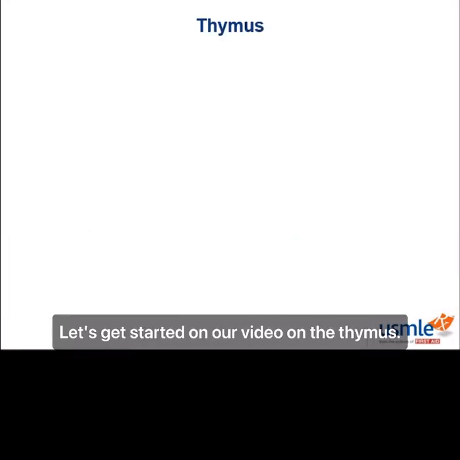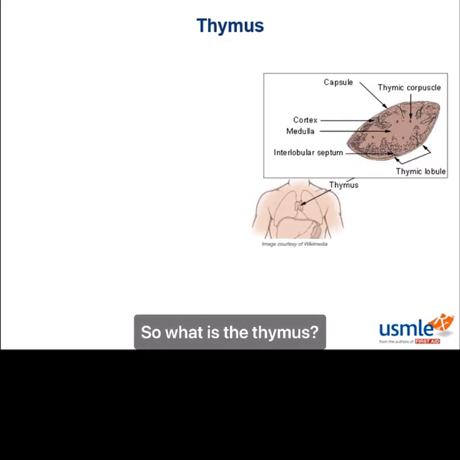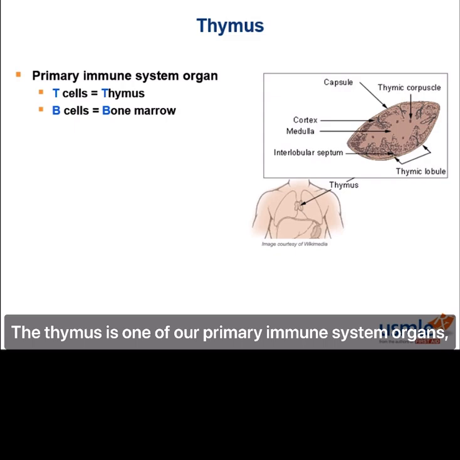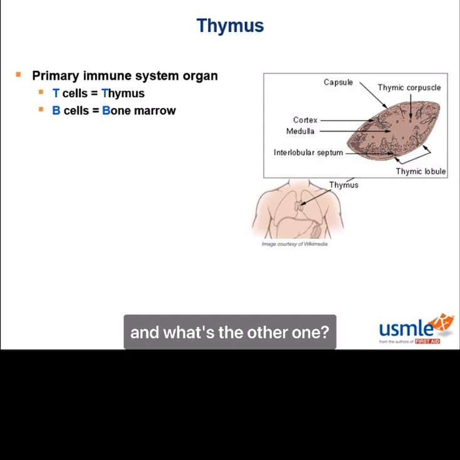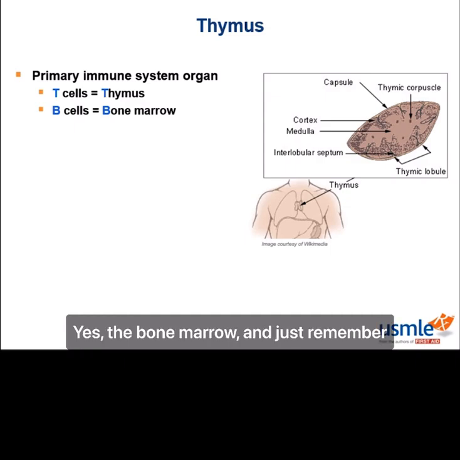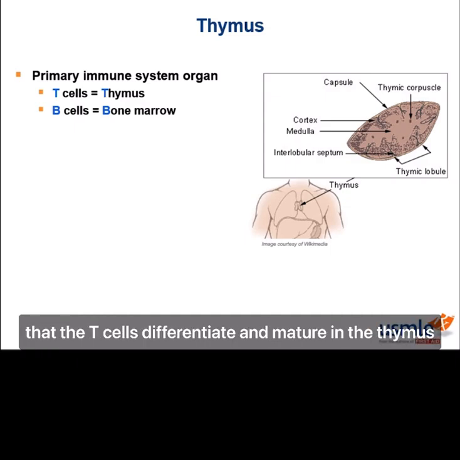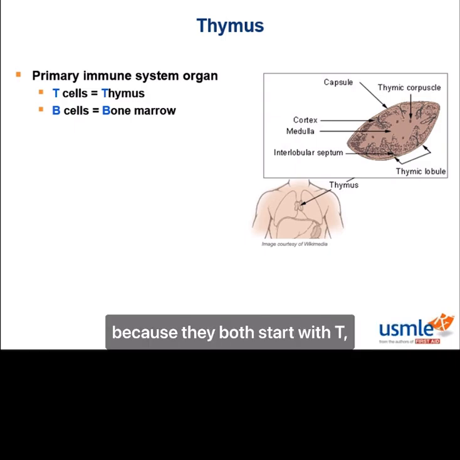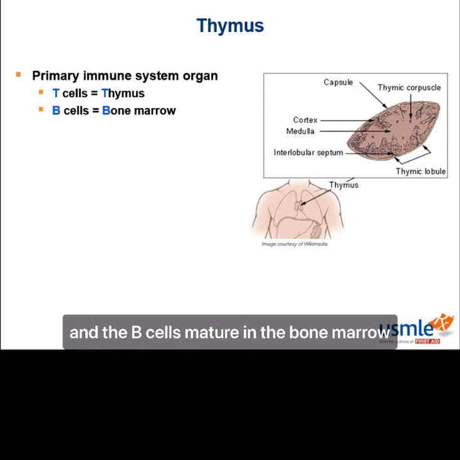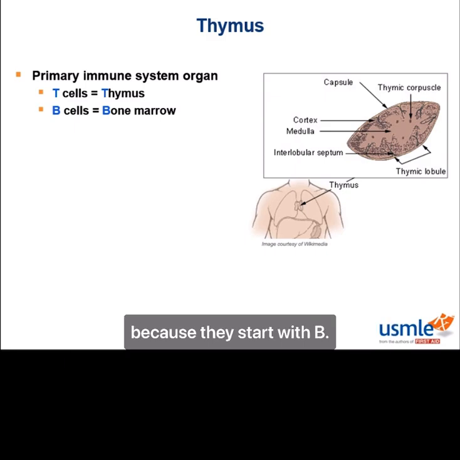Hi everyone, let's get started on our video on the thymus. So, what is the thymus? The thymus is one of our primary immune system organs. And what's the other one? Yes, the bone marrow. And just remember that the T cells differentiate and mature in the thymus because they both start with T. And the B cells mature in the bone marrow because they start with B.